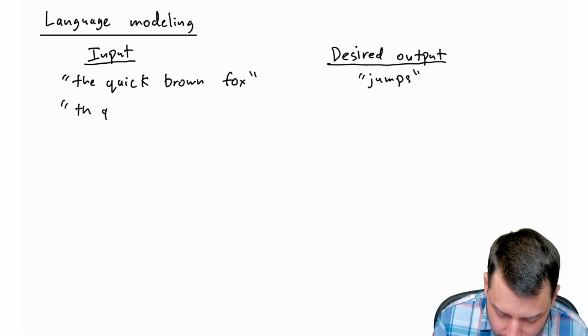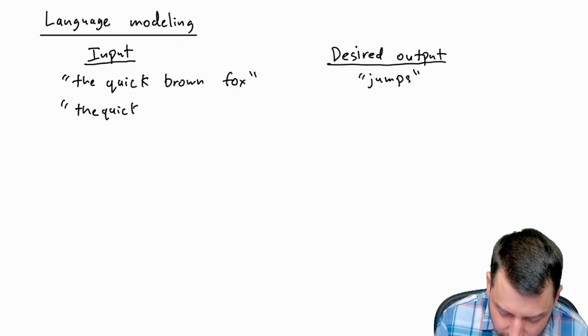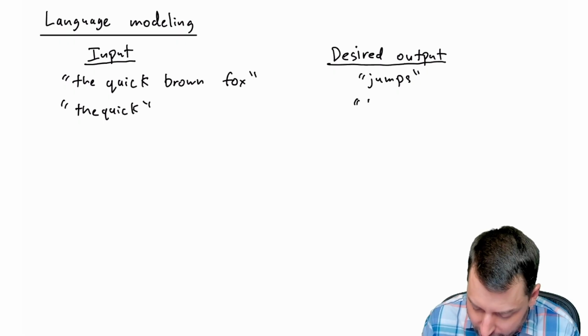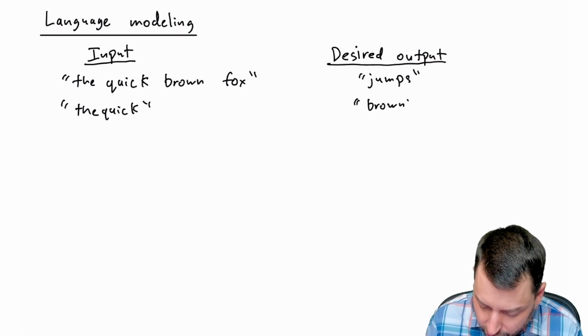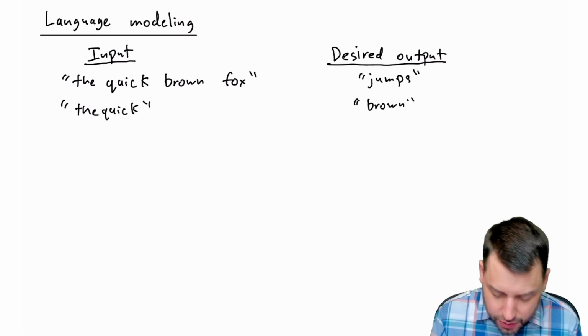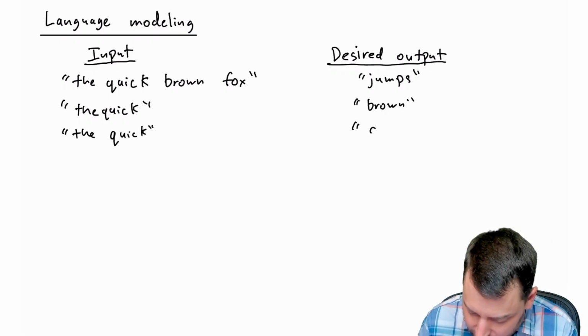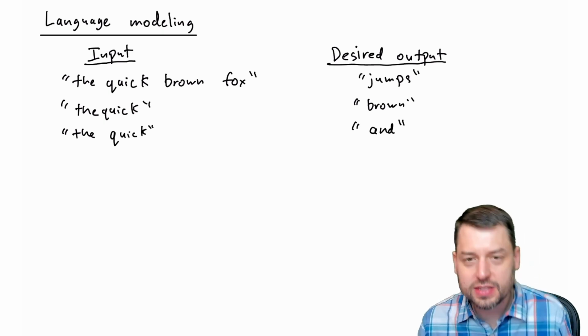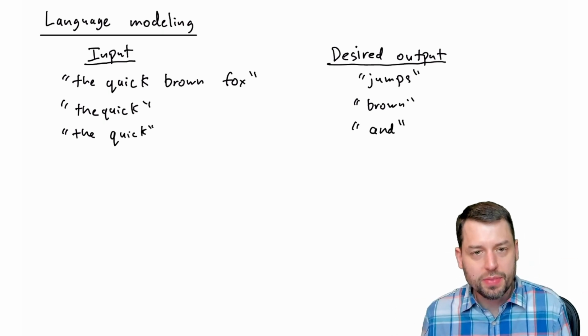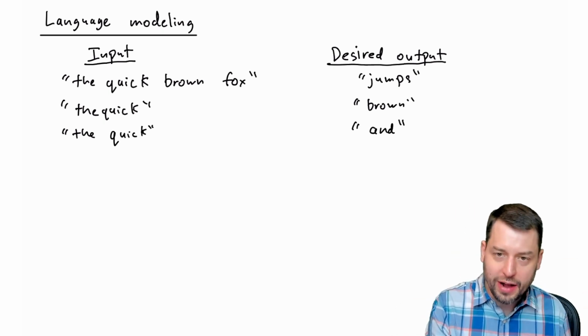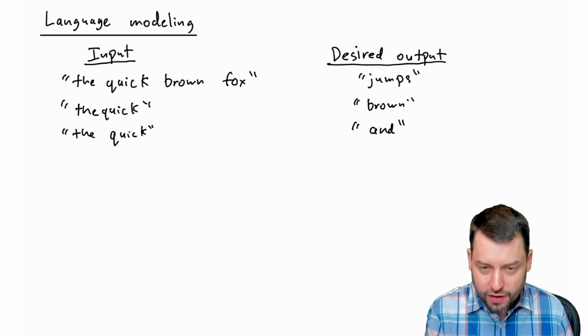So we'd also have the quick as a prefix, and the desired output would be brown. And of course, there are other outputs we could have too. So we could also have an input, the quick, and the output would be maybe and, or something like this. And this is sort of how we set up the input desired output pairs for this problem.